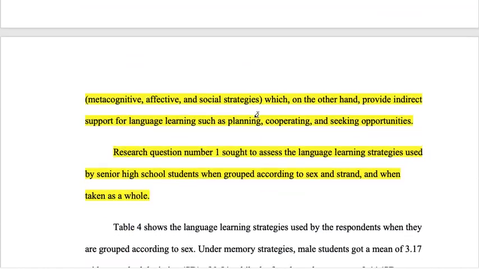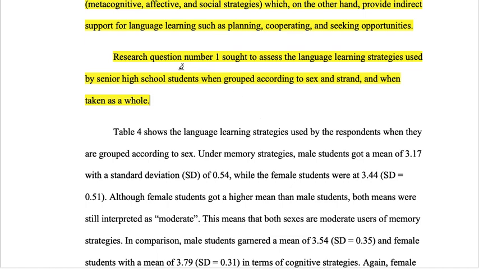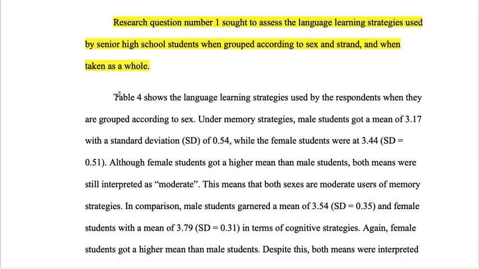Next, in your data commentary, you mention, of course, the research question that you are trying to discuss or answer. For example, research question number 1. And then locate. Okay, location, table number 4 shows language learning strategies used by the respondents when they are grouped according to sex. This time, the researcher created a separate table for sex as well as strand.